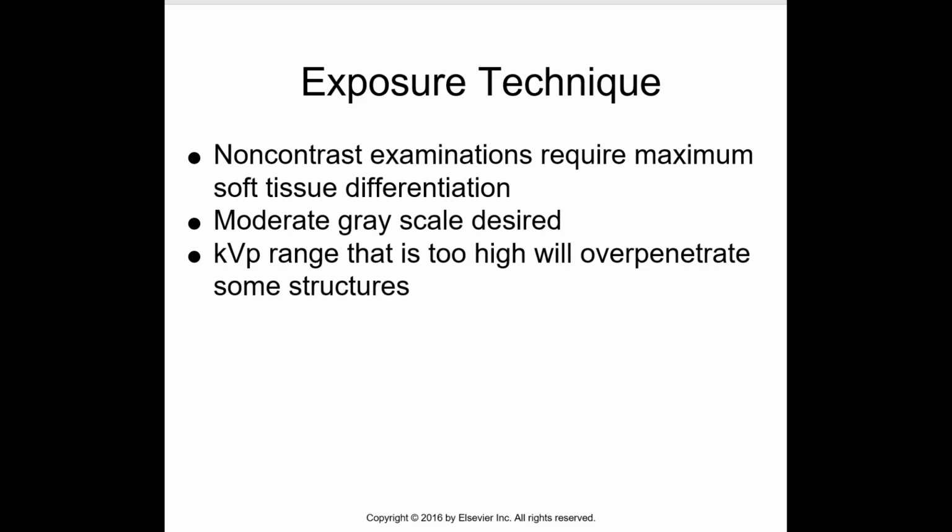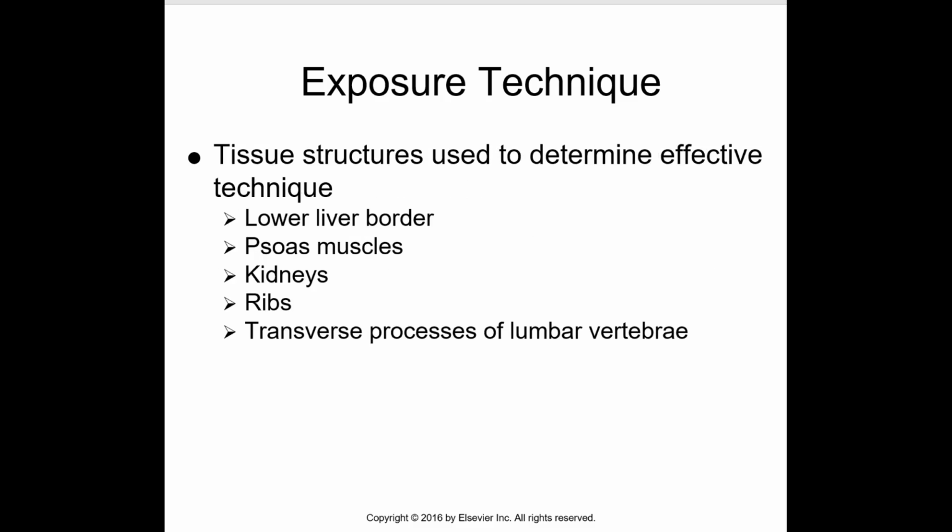Exposure technique: non-contrast examinations require maximum soft tissue differentiation, moderate grayscale desired, and a kVp range that is too high will overpenetrate substructures. Tissue structures used to determine effective technique are the lower femur border, psoas muscles, kidneys, ribs, and transverse processes of the lumbar vertebrae.